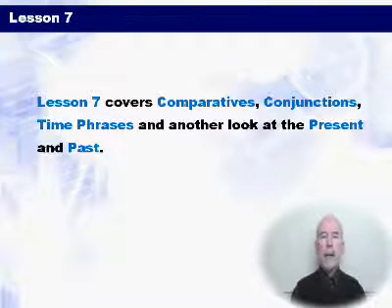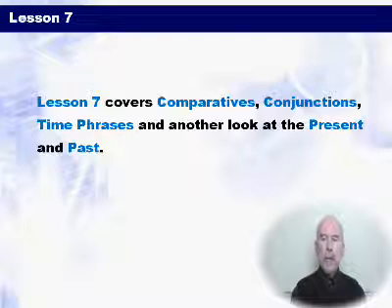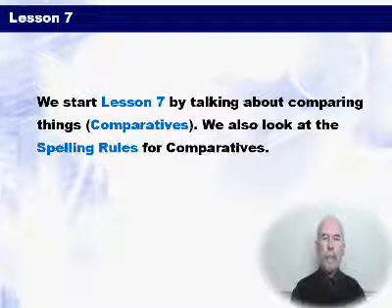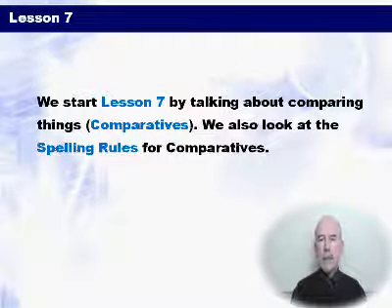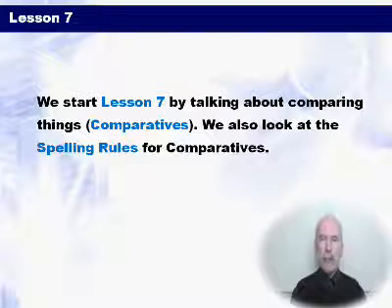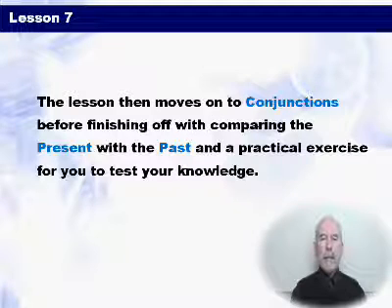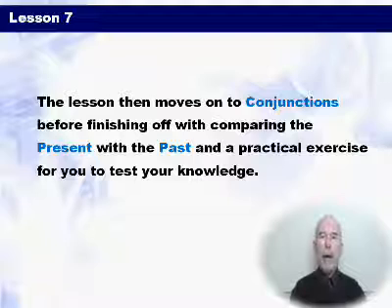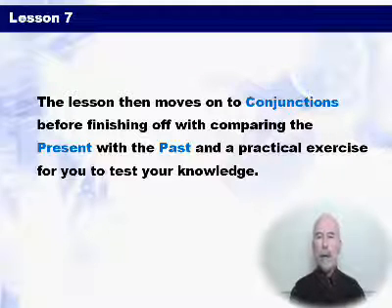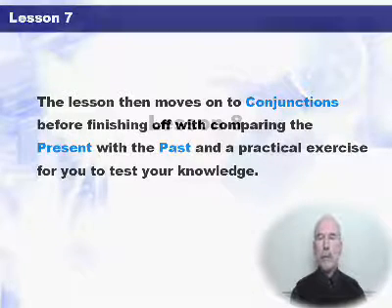Lesson 7 covers comparatives, conjunctions, time phrases, and another look at the present and the past tenses. We start lesson 7 by talking about comparing things, comparatives. We also look at the spelling rules for comparatives. The lesson then moves on to conjunctions before finishing off with comparing the present with the past and a practical exercise for you to test your knowledge.